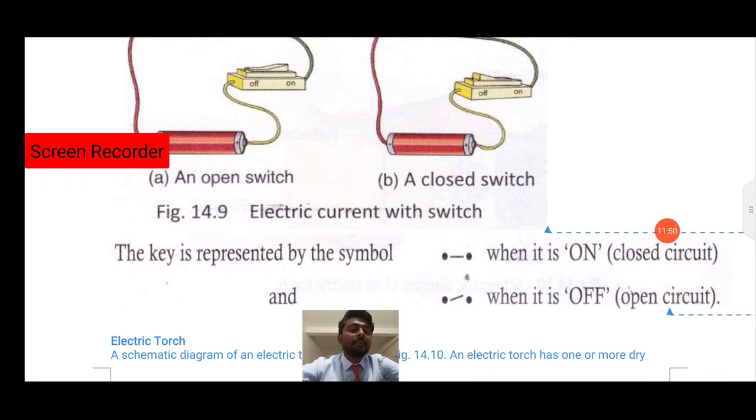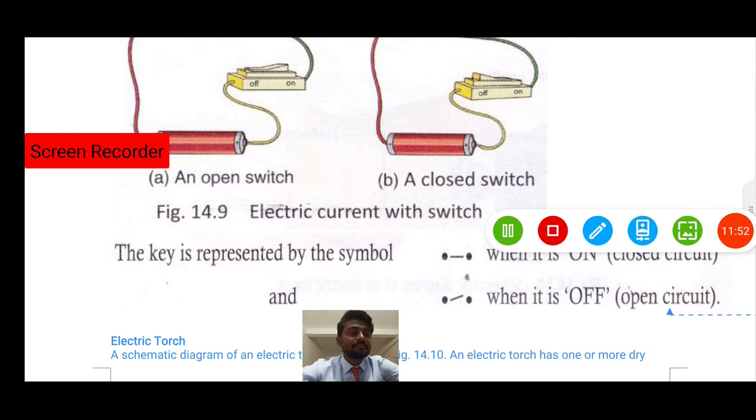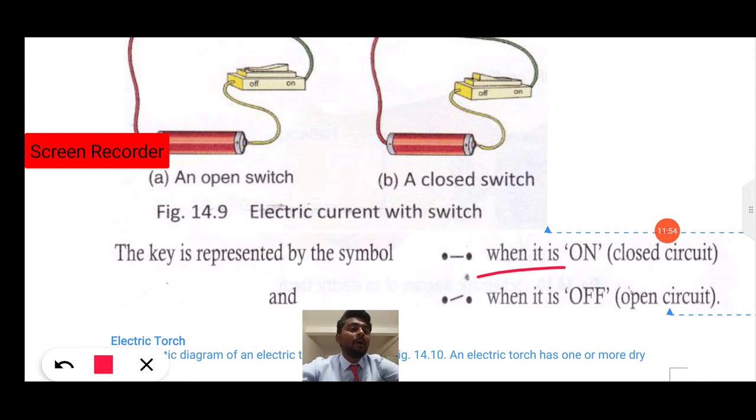So the key is represented by the symbols. See students, with on, it means there is a closed circuit.